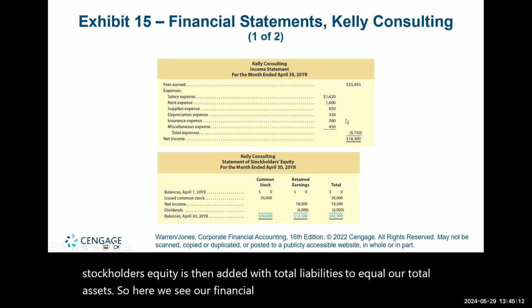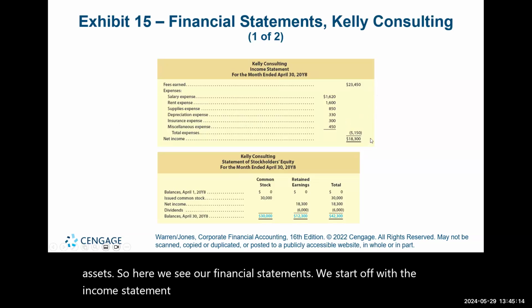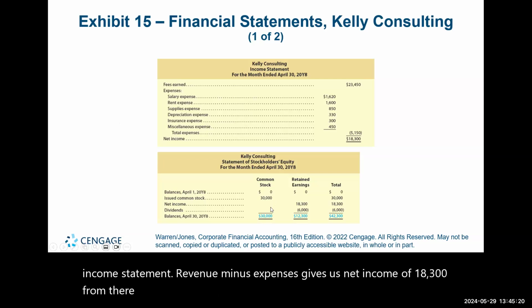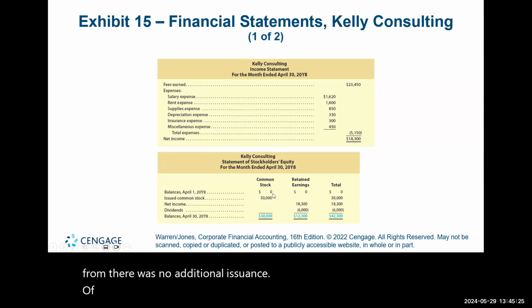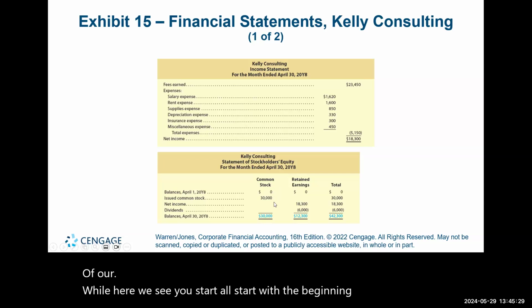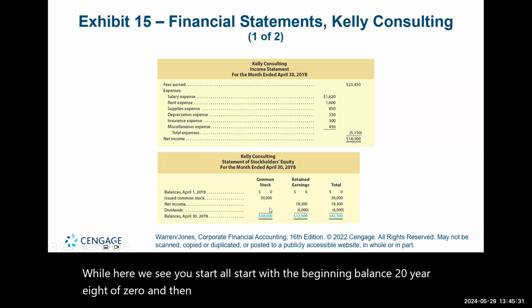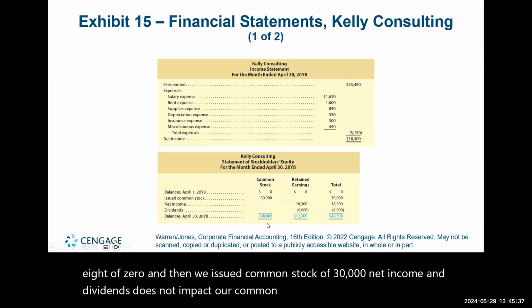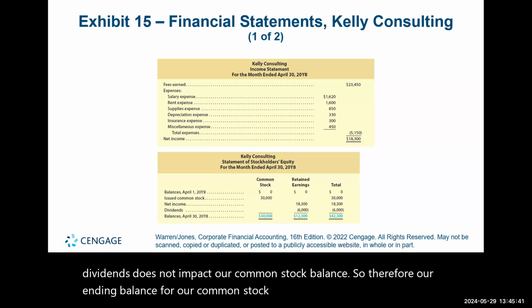We start off with the income statement. Revenue minus expenses gives us net income of $18,300. Here we see we start with the beginning balance, 2008, of 0. And then we issued common stock of 30,000. Net income and dividends do not impact our common stock balance. Therefore, our ending balance for our common stock is 30,000.